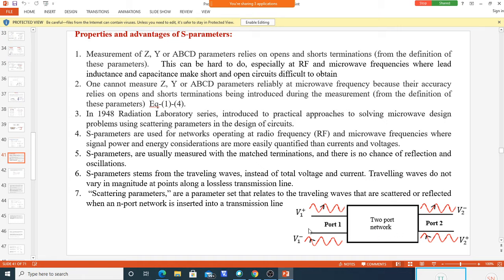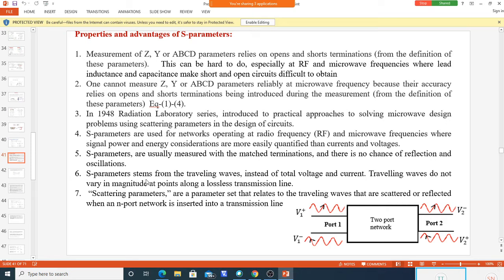But S parameter measurements use only a matched termination at the other port. We need not put a short or open. They need a matched termination while measuring S11. If you want to measure S11, you have to put a matched termination here. You can easily put that matched termination at RF and microwave frequencies. That is another advantage. So matched terminations are needed while measuring the S parameters.